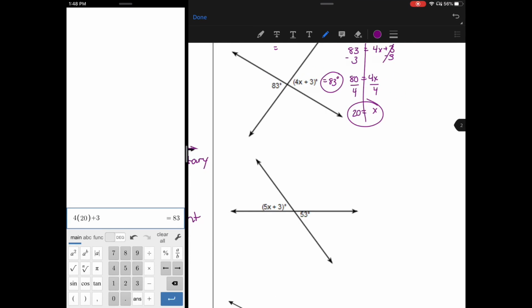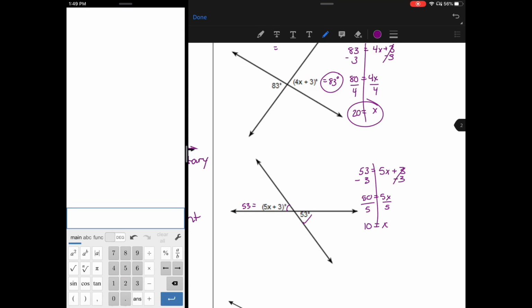Our next problem is the same format. We have two angles that are vertical. They're across from each other. So this is going to end up equaling 53 degrees. So all we really need to do is solve for x. In order to do that, we'll subtract 3 on both sides. 50 is equal to 5x, and then we'll divide both sides by 5, where x is equal to 10.